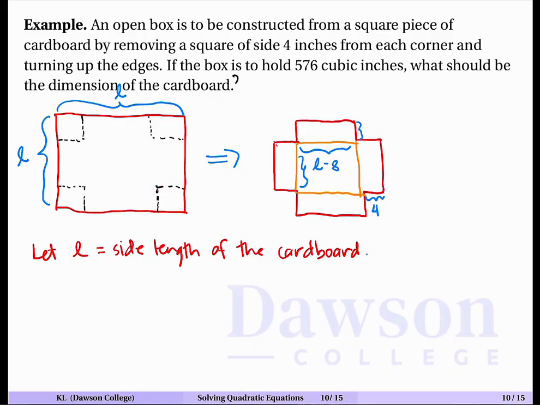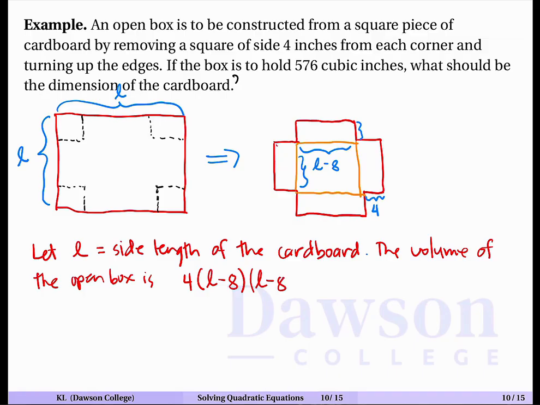So the volume of the open box is 4 times L minus 8 times L minus 8. And it's said it must hold 576 cubic inches. So this must be equal to 576.